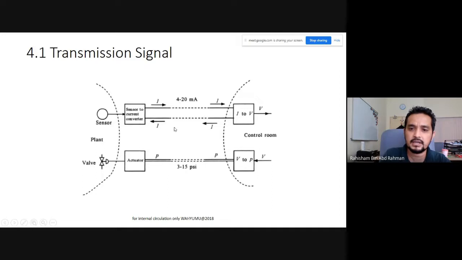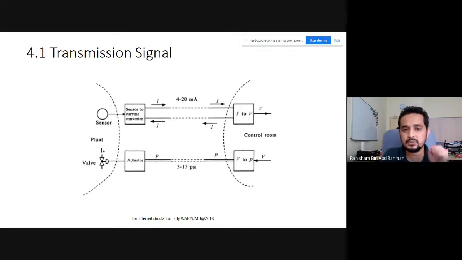This is a very simple example that shows the importance of signal transmission. Without the transmission signal, the sensor definitely cannot be controlled by a control room. The sensors cannot transfer the data to the control rooms, and we would need to rely on the inside gauge. So it is a very important element in instrumentation and process control.